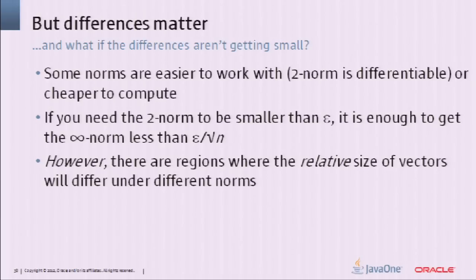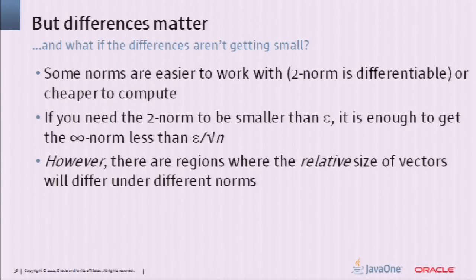So sometimes you'll really be interested in one norm, but then you'll use another norm to get a bound on it. So for instance, if you want the two norm to be smaller than epsilon, instead you can get the infinity norm to be smaller than epsilon over n. You'll know that the two norm is smaller than what you want. So you can use one to get the other through this equivalence.